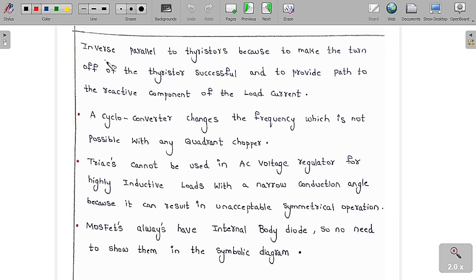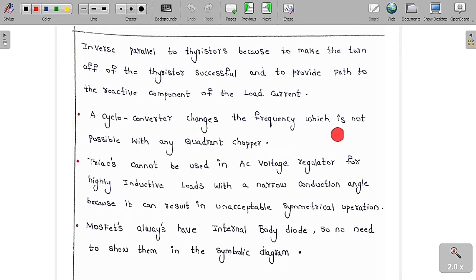So here we are going to connect the diodes in anti-parallel to the thyristors. Because of this, the turn off of the thyristors can be very successful, and also the reactive component of the load current can pass through the diodes. Or simply we can say the current can even flow through the diodes. In a McMurray inverter, diodes are connected in inverse parallel to thyristors to make the turn off of the thyristor successful and to provide a path to the reactive component of the load current.